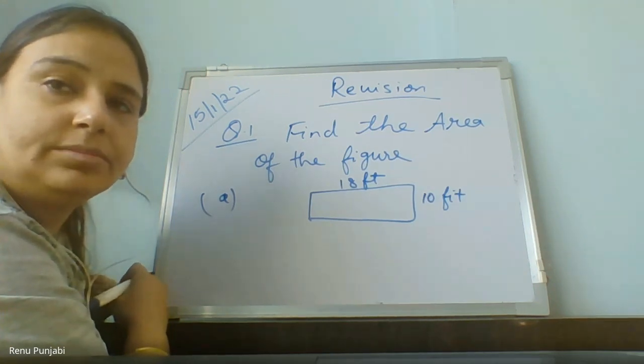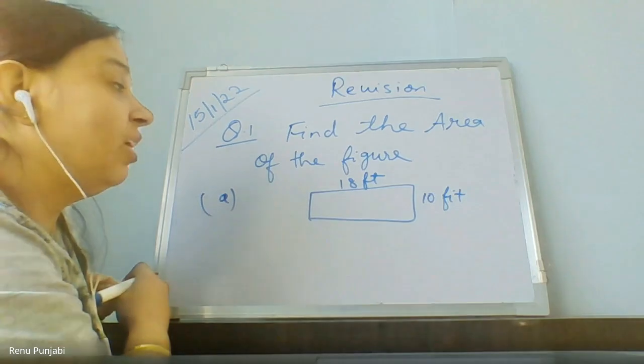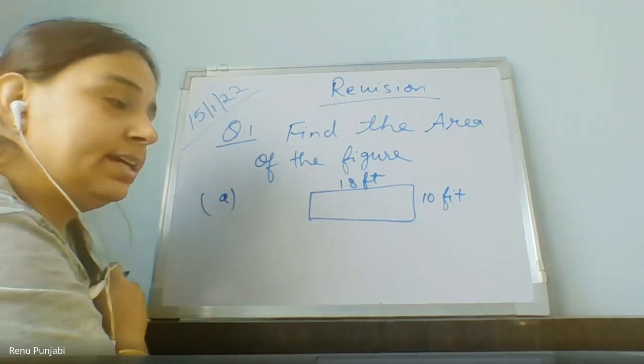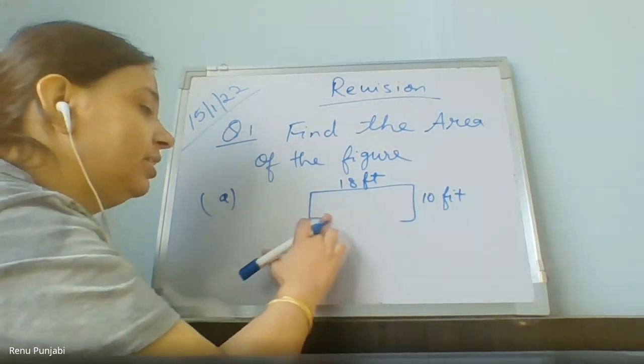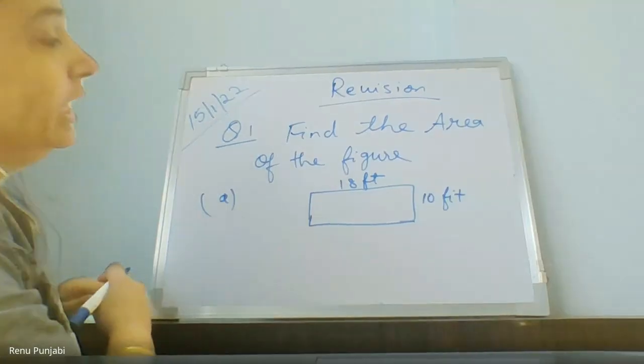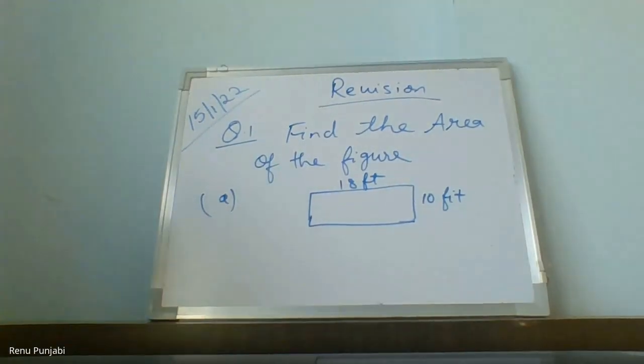Harsh, what is the formula of finding the area of a rectangle? This is which figure, first of all? This is a rectangle. So what is the area formula for finding the area of a rectangle?